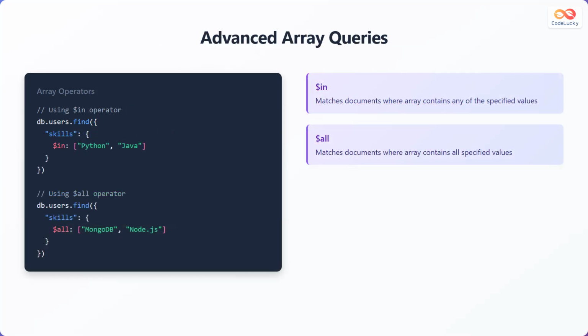For more complex array queries, MongoDB offers operators like $in and $all. The $in operator allows you to find documents where an array field contains any of the specified values. For example, to find users whose skills array includes either Python or Java, we use the $in operator. The $all operator matches documents where the array field contains all the specified values. For example, to find users whose skills array includes both MongoDB and Node.js, we use the $all operator.